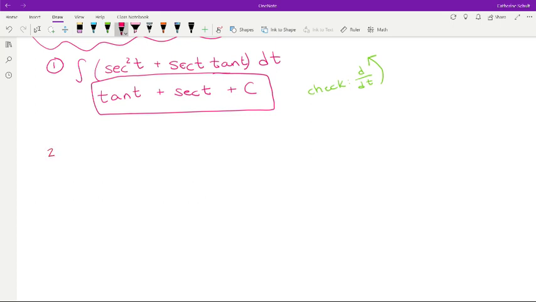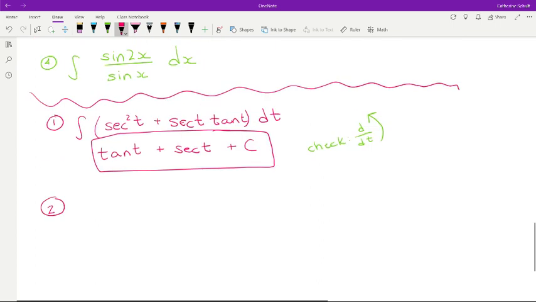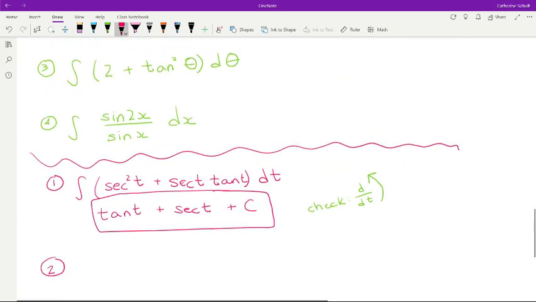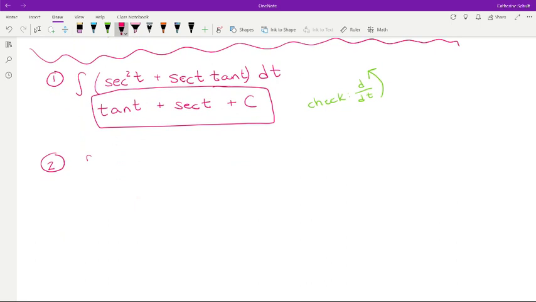Okay, number 2. So same thing with number 2. I'm going to distribute the 2 to the t, because I know how to take the antiderivative of an exponential function, but I don't know how to take the antiderivative of a product like that. Okay, and then just the thought process: again, I know how to take the antiderivative of 2 to the t, but this is a product, and I don't know how to take the antiderivative of a product.